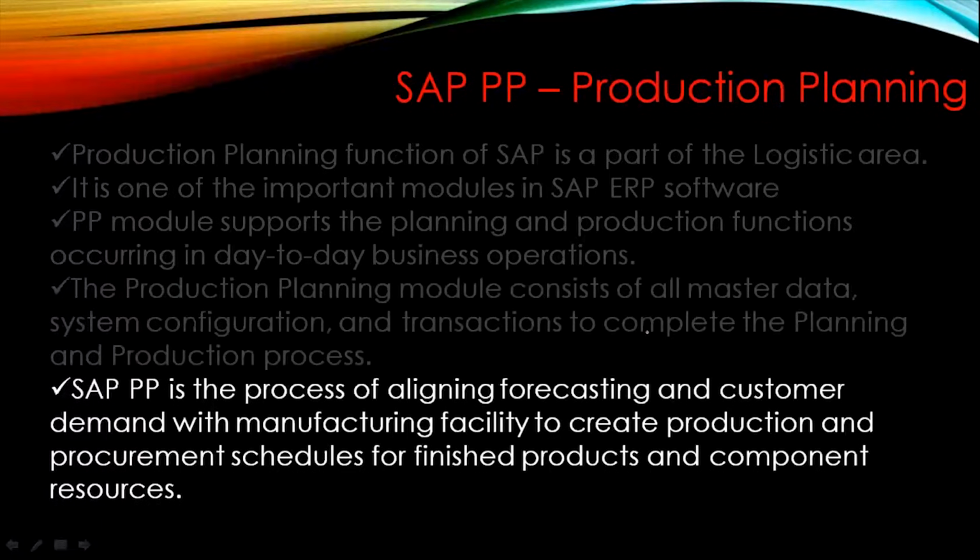SAP PP is the process of aligning forecasting and customer demand with manufacturing facilities to create production and procurement schedules for finished products and component resources. That means depending on the forecasting of the materials and the customer demand, SAP PP will organize the manufacturing facilities for the finished products that need to be delivered to the customer on a specific planned date. We'll learn more about it later on.